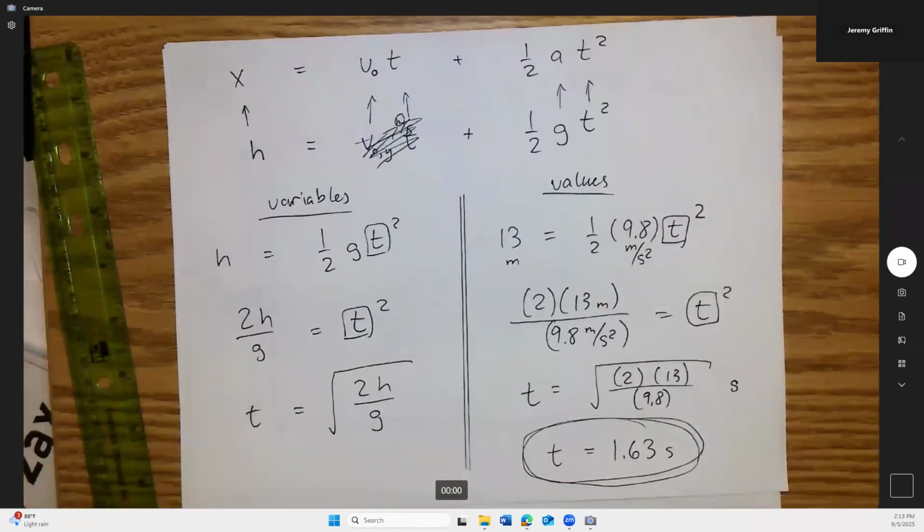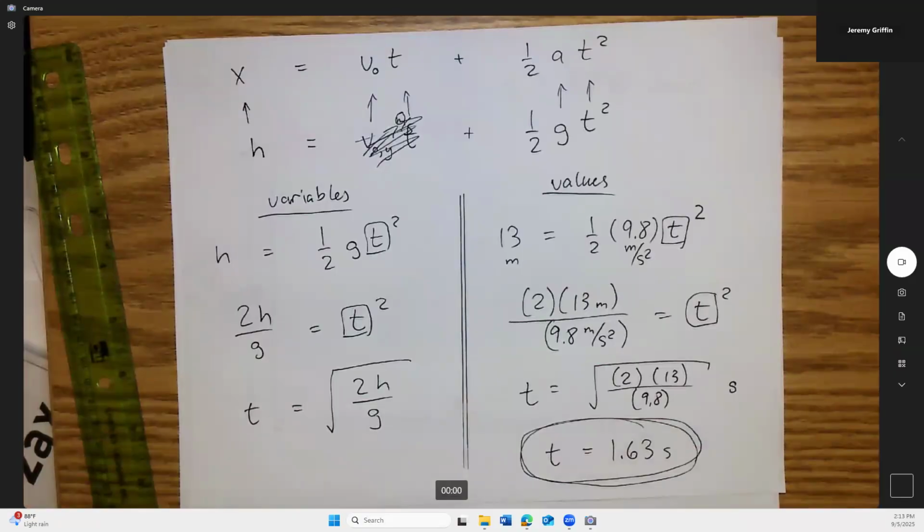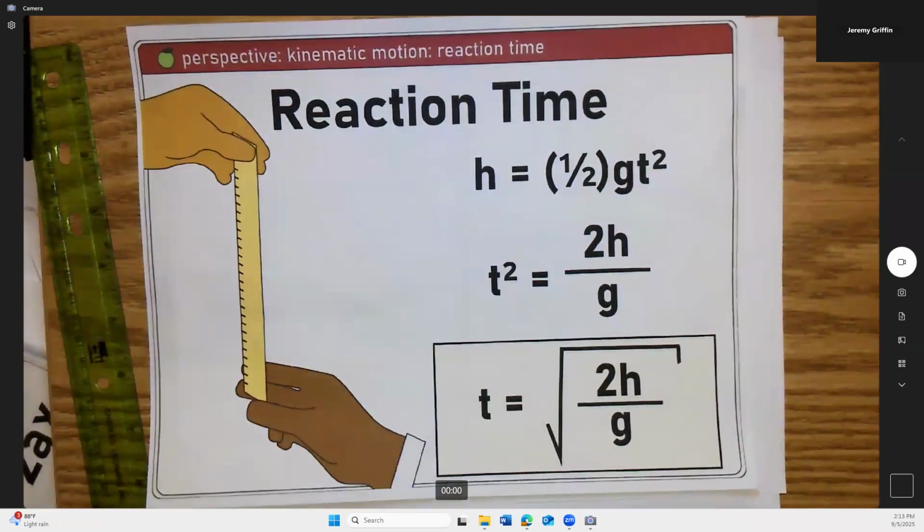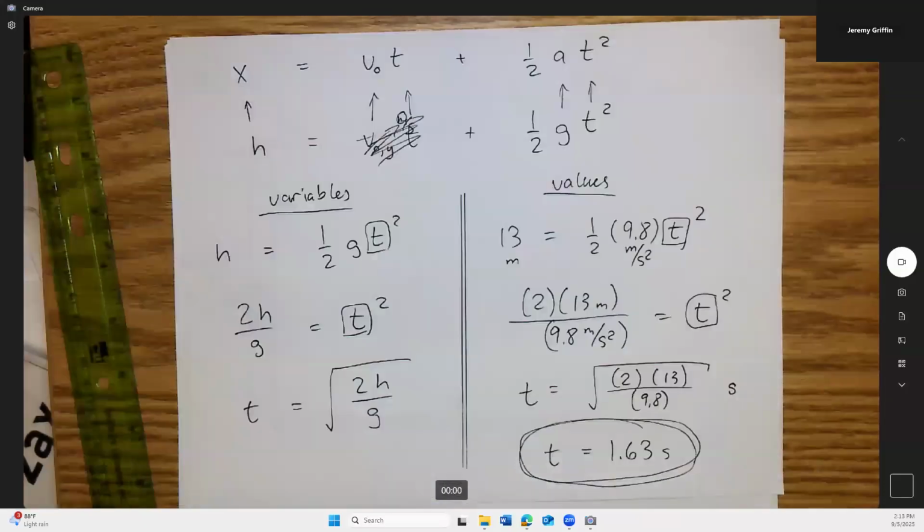Actually, I think some of you might be looking at what I just did and saying, wait a minute, that looks really familiar. What we did yesterday. Reaction time. It's the same thing. That's how much time it takes to fall some height. You guys good? All right, ready for our next part?